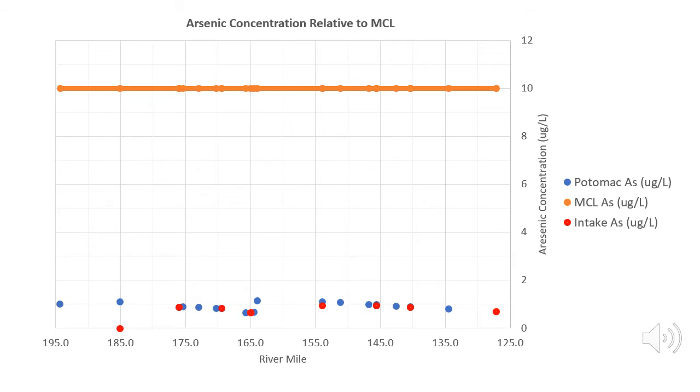This figure displays the results of my non-conservative plug flow model. The red dots indicate the various concentrations at the various intakes. The blue are the concentrations in the Potomac at certain river miles. And the orange line is a reference point to the 10 micrograms per liter MCL. If you look at the data, one of the things you'll see is that we're seldom exceeding 1 microgram per liter of arsenic, and that's good. That means that we're well below the MCL, at least considering strictly surface water sources.